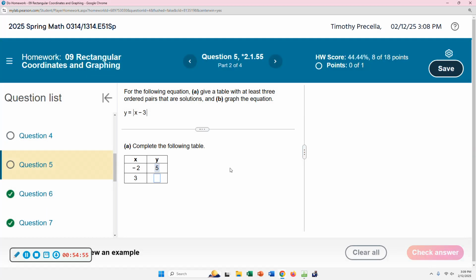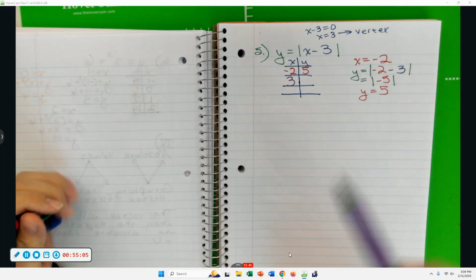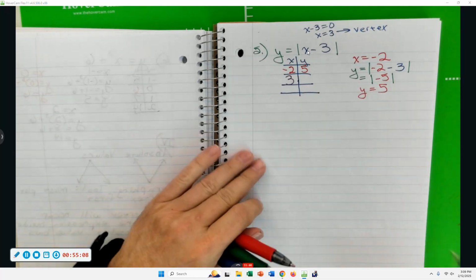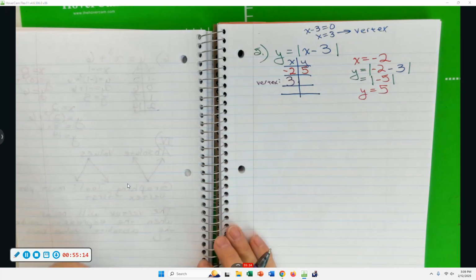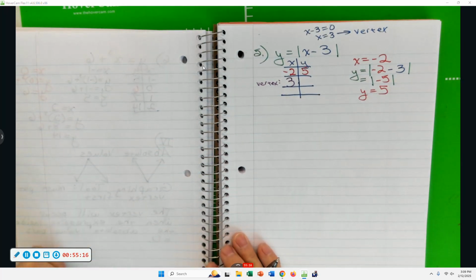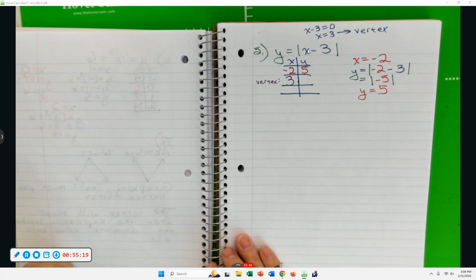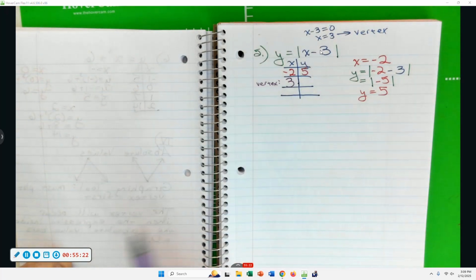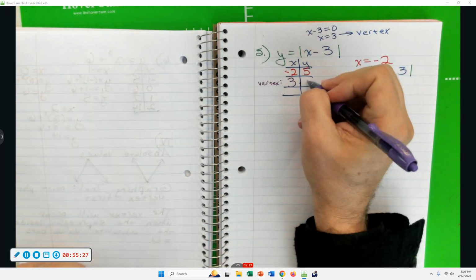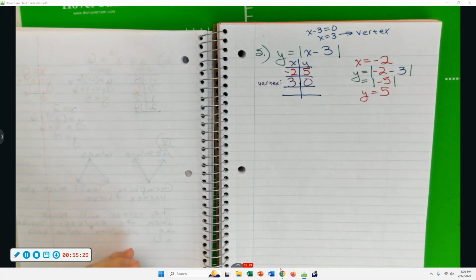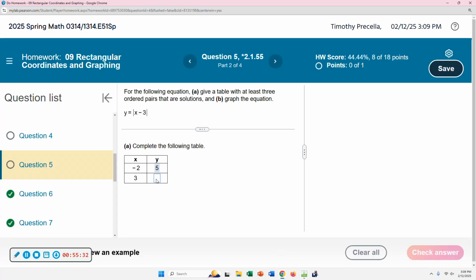Now look at this one. Here's the next row. Look at what number they want us to plug in. They want us to plug in 3. And we know that's where the vertex is going to occur. I'm going to make a little note of this right here. There's the vertex. This is the easiest y value to find. Plug in 3 for x, what are you going to get? 0. 3 minus 3 is 0. The absolute value of 0 is just 0. Put a 0 here.